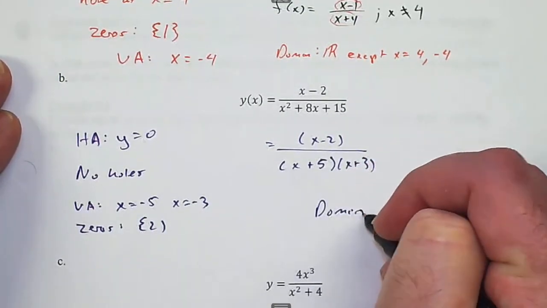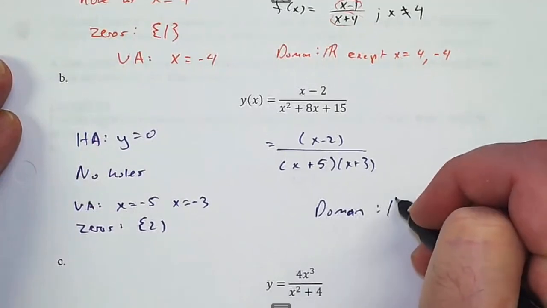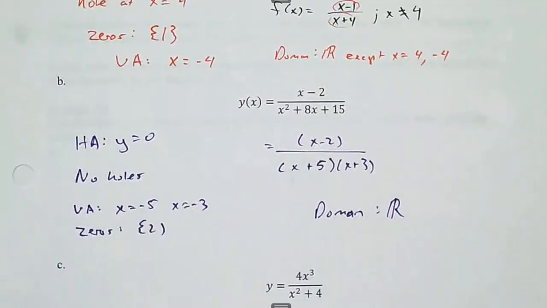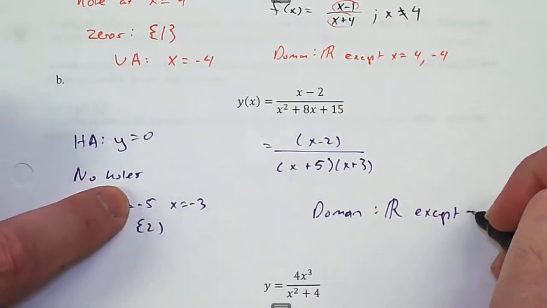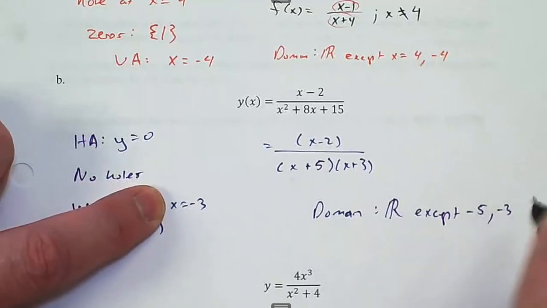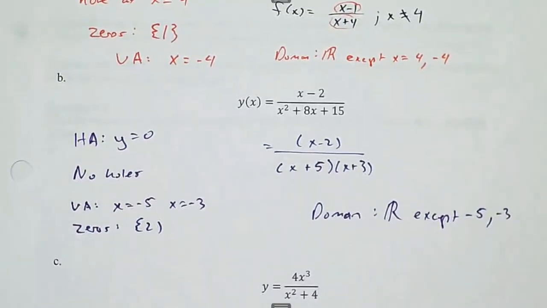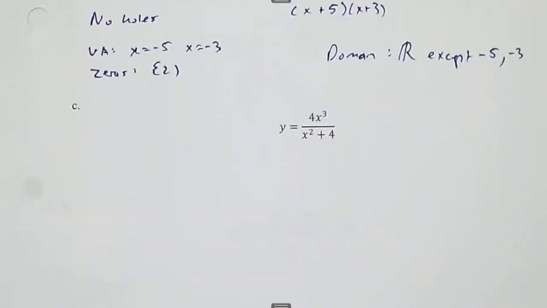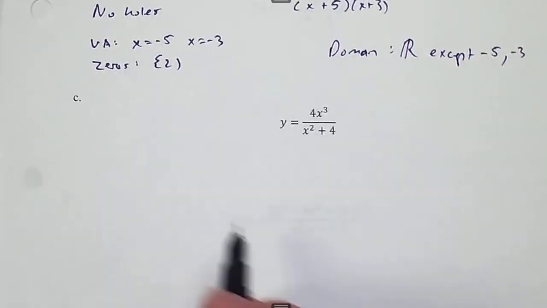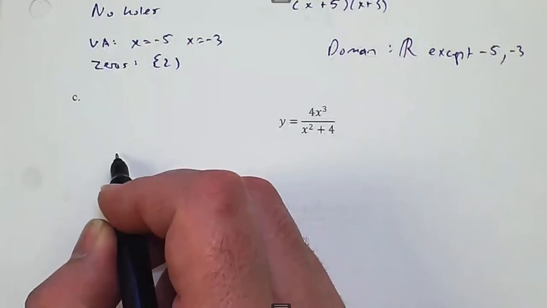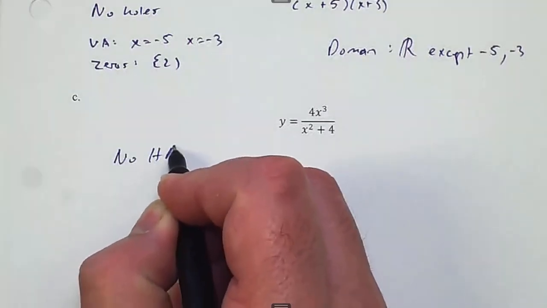And in our domain, we need to start with all real numbers, but we need to remove the x values of any holes or any vertical asymptotes because it's undefined there. So except in this case, except the vertical asymptotes at negative 5 and negative 3, they made the denominator 0. All right, let's take a look at letter C. The degree in the numerator is bigger than the degree in the denominator, so there's no horizontal asymptote.